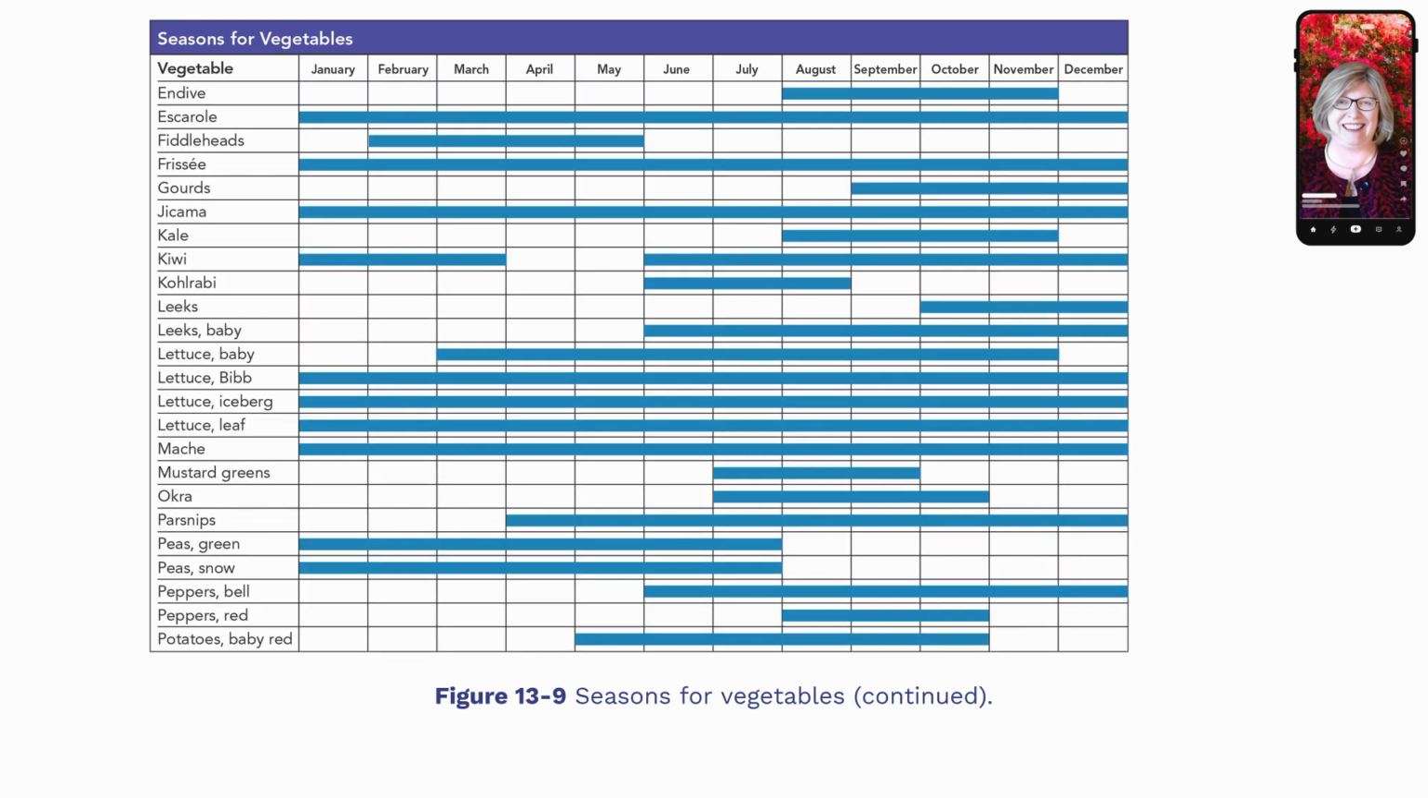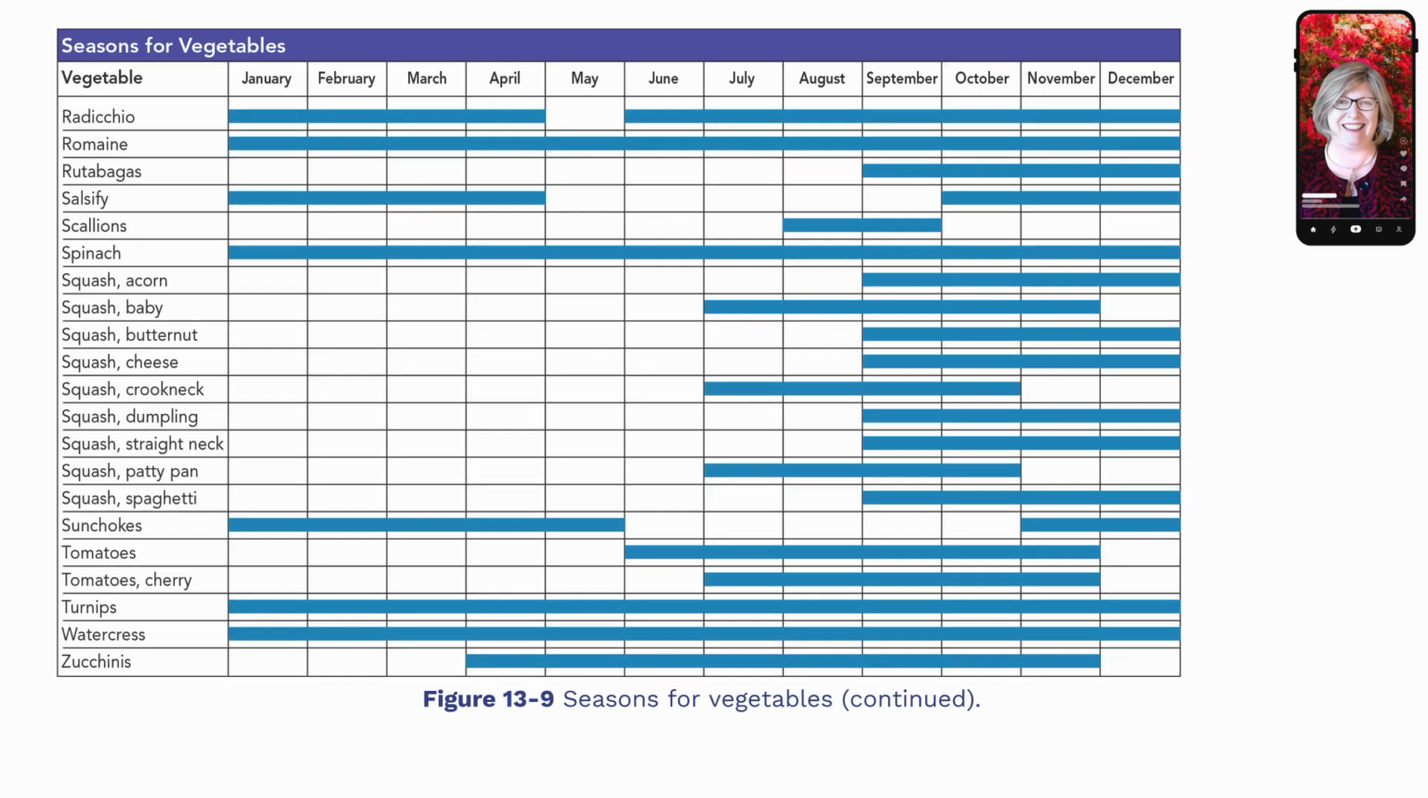Okay, figure 13-9 continued. Here's some more. This would be endive through potatoes. Okay, and you notice there are some vegetables that are in season year-round. This is from R through Z. And notice spinach is a year-round vegetable, turnips, watercress, romaine, and then others. Notice some of the squash, the summer squash, you notice they're in season. The crookneck squash, which is the yellow squash, looks like July through October, whereas butternut squash is September through December. That's more of a winter squash.